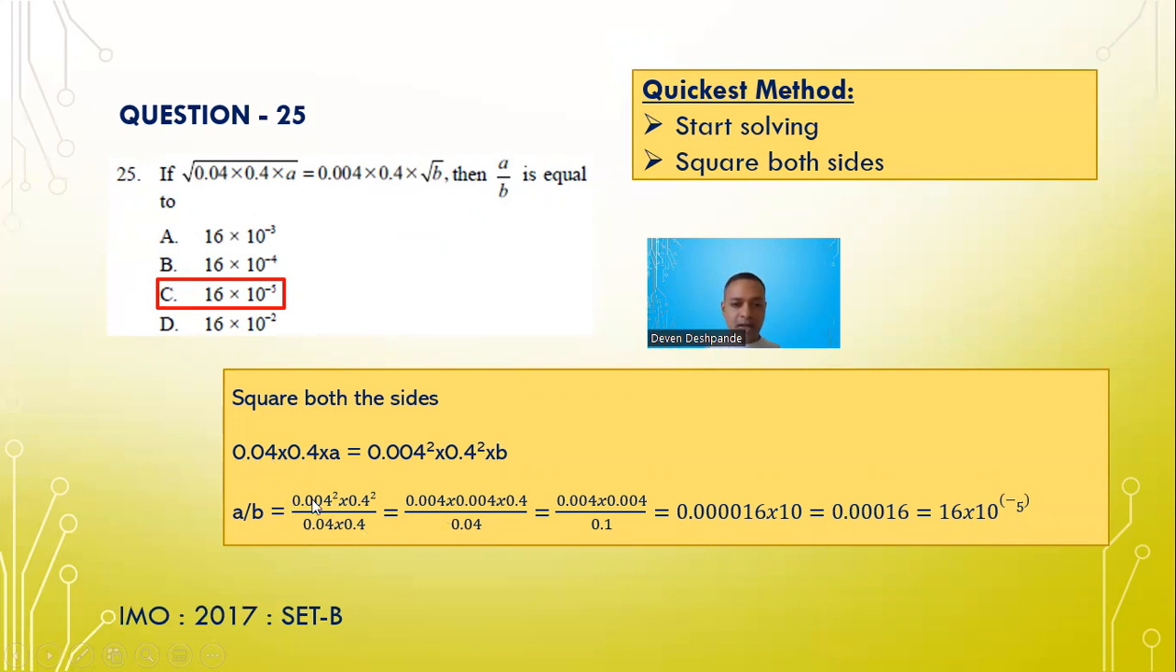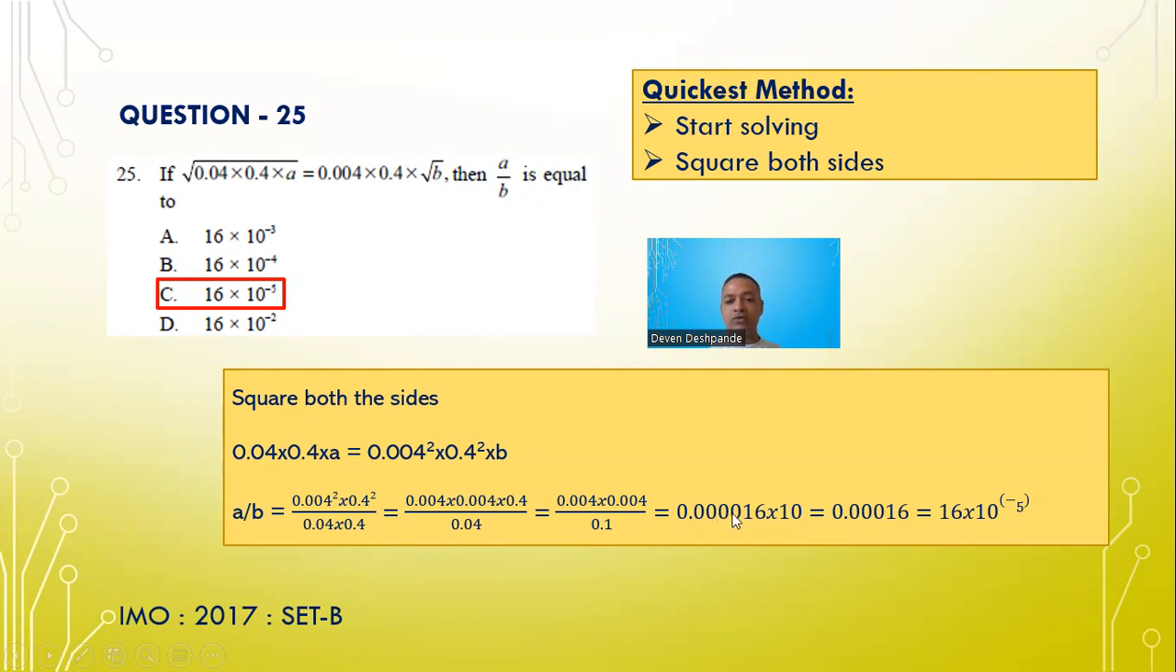Again, 0.004 square is 0.004 into 0.004. And 0.4 square upon 0.4, this will cancel one of the squares. So 0.4 square upon 0.4 is 0.4, upon 0.04 is equal to 0.004 into 0.004, into 0.4 upon 0.04, and this will cancel by 0.1, isn't it? Because 0.4 into 0.1 will be 0.04. So 0.4 will cancel this by 0.1. So again, 0.004 into 0.004 will be 0.000016, because 4 4s are 16. But how many zeros? 1, 2, and 1, 2. So 1, 2, 3, 4 zeros after the decimal.